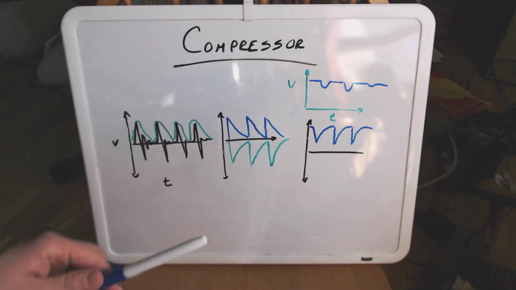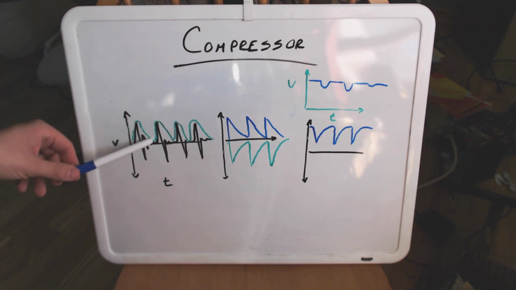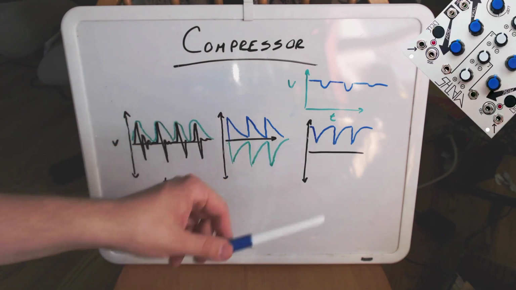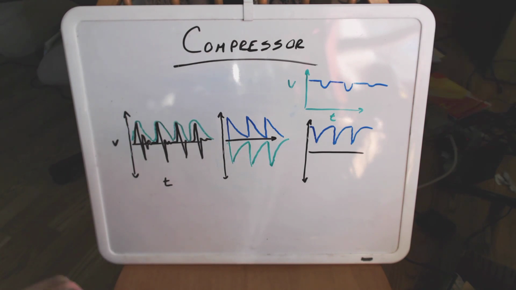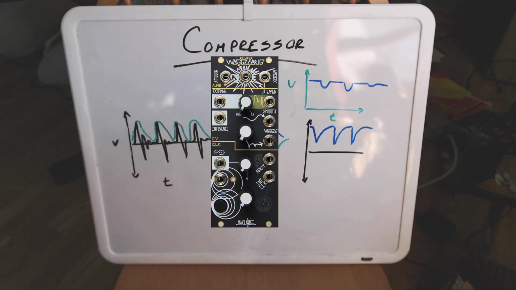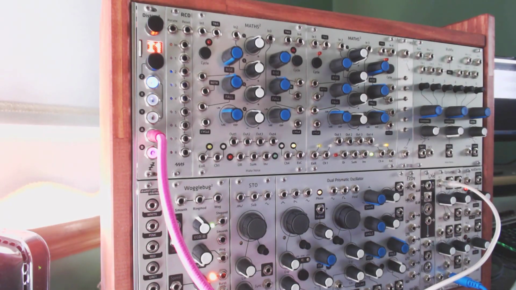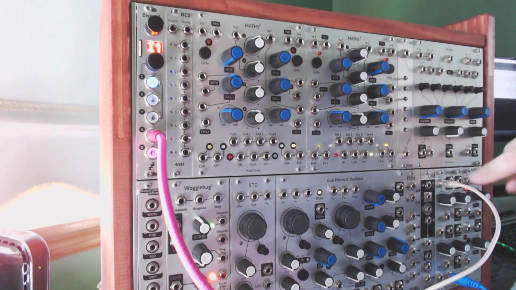So what we need is a module that can first take the envelope of something, invert the signal, and add an offset. So clearly what we're going to be using is the Make Noise Woggle Bug. I mean, the Make Noise Maths. Like I said before, the patch is going to be fairly straightforward. All we need is the maths and a VCA.